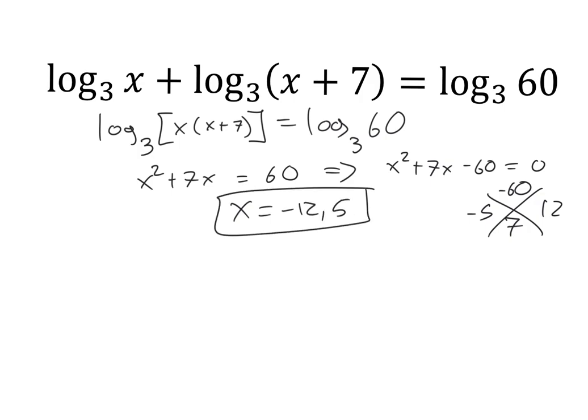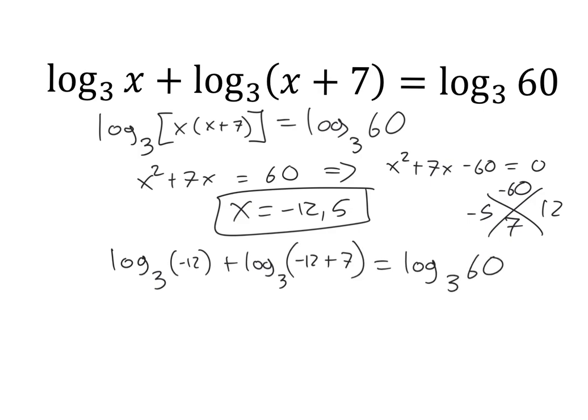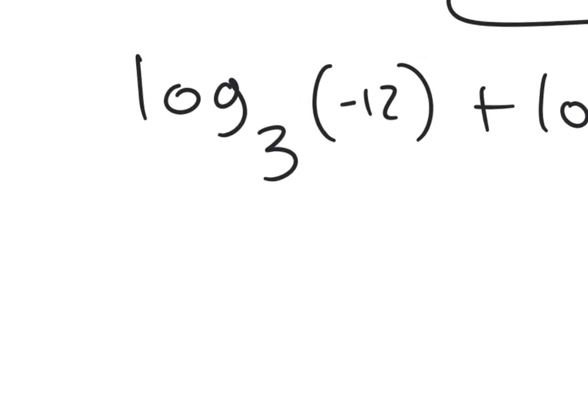Now, let's check with that for just a second. We want to check for negatives. So let's plug in this negative 12 for x and see what we end up with. We end up with log base 3 of negative 12 plus log base 3 of negative 12 plus 7 equals log base 3 of 60. And we're going to run into some problems with this solution. Specifically, let's just look at this first one, and I think you'll see why. I want you to pretend like I wrote log base 3 of negative 12 equals, let's just say y. And if I rewrote this in exponent form, it would be 3 to the y equals negative 12.